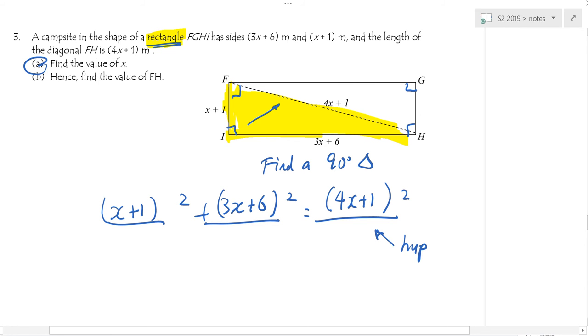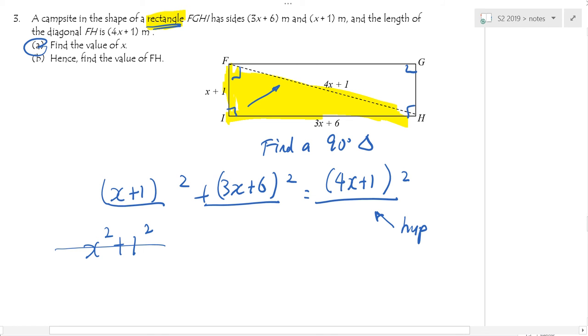Expand. Expand. Is this correct? No. The x squared plus 2ab plus b squared, right? Yes, you must. Okay, the correct answer is x squared plus 2ab plus b squared. The answer is x squared plus 2x plus 1. But some of you are very resistant to this method.